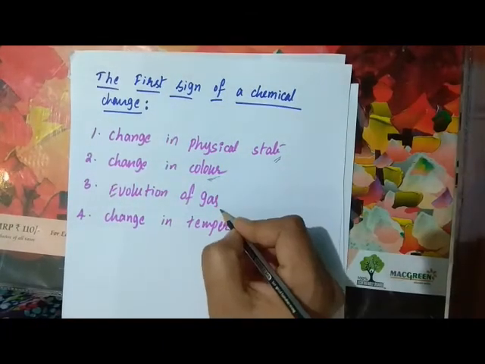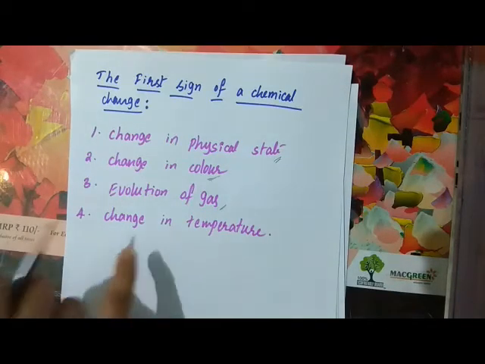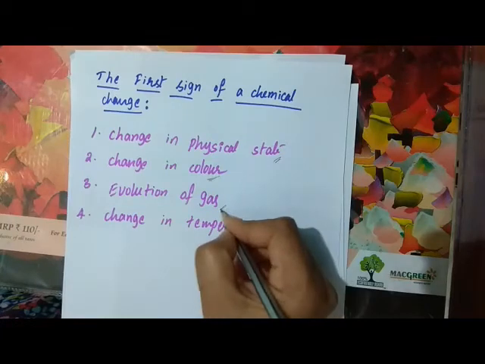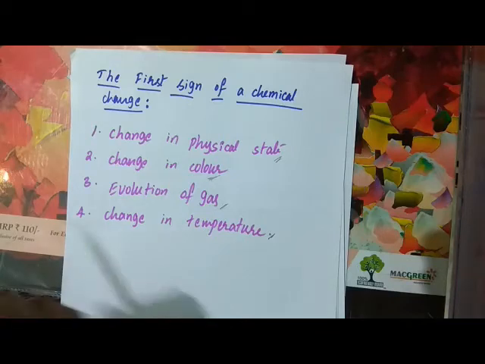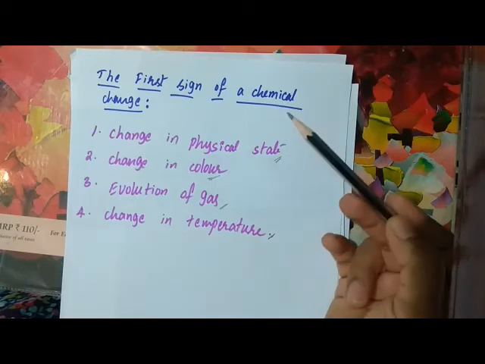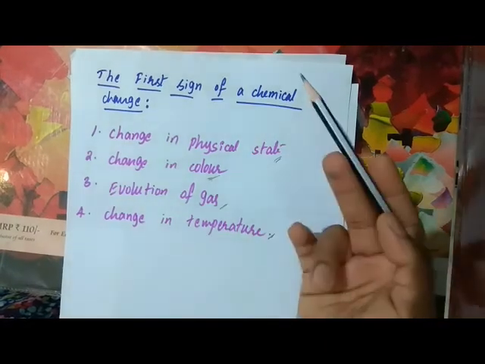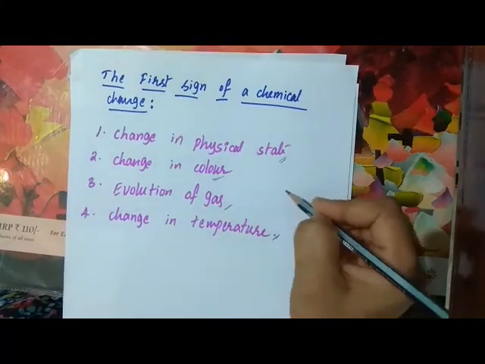We cannot see evolution of gas in this process. In some other chemical reactions we can see it, but not in this one. But sometimes we can find a characteristic odor, something different, not like the normal one. These are the signs of a chemical change. Whenever a chemical reaction takes place, we can observe one or more of these, sometimes even all of them.